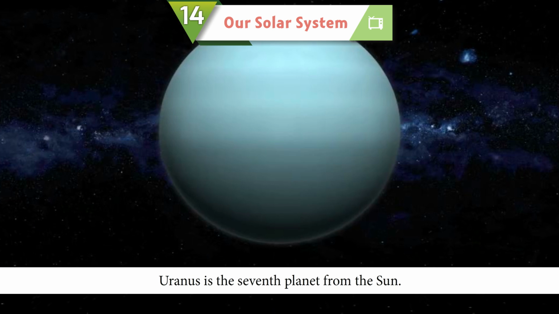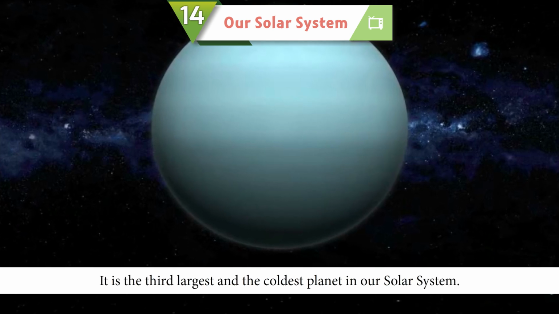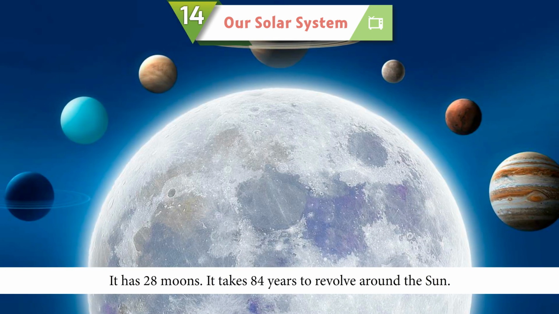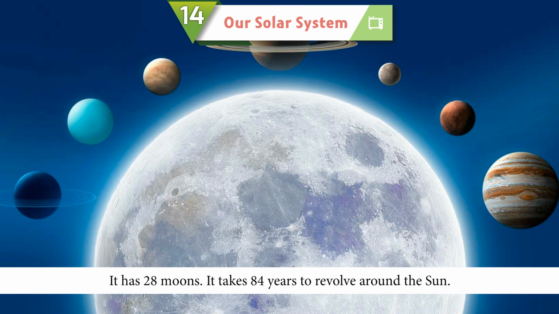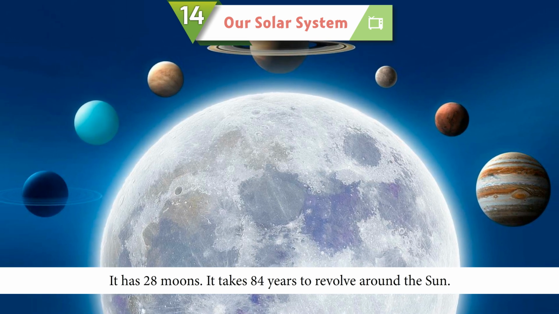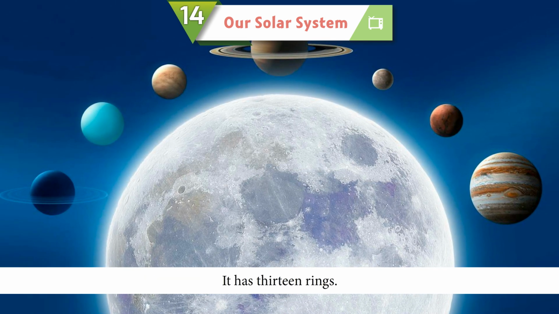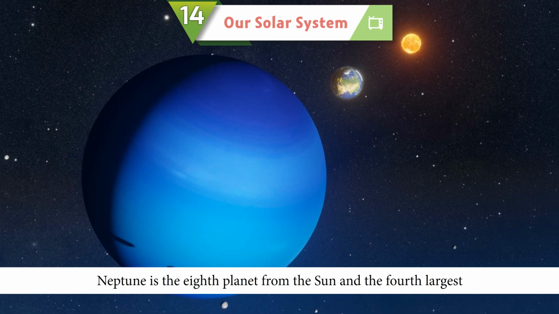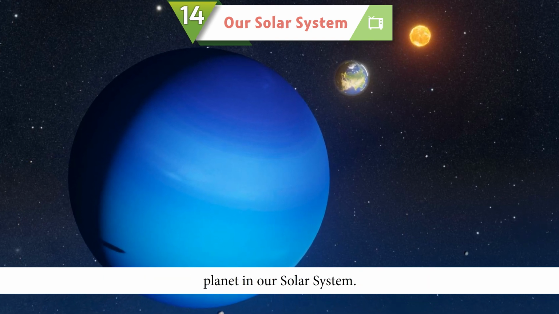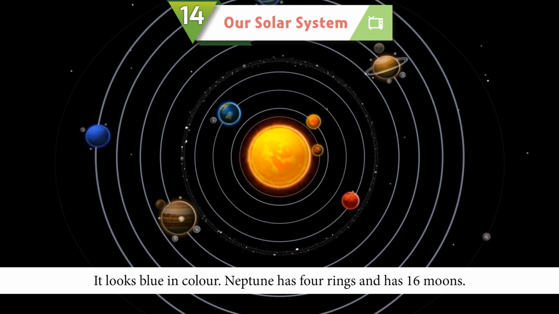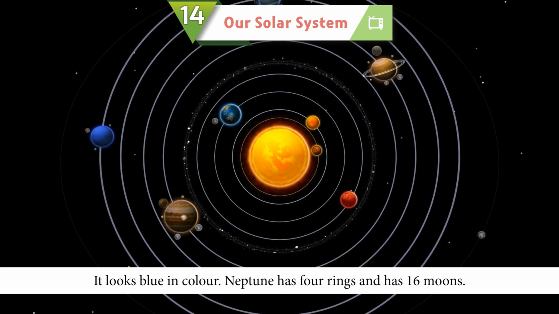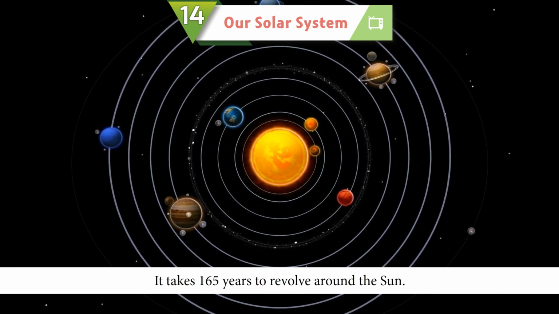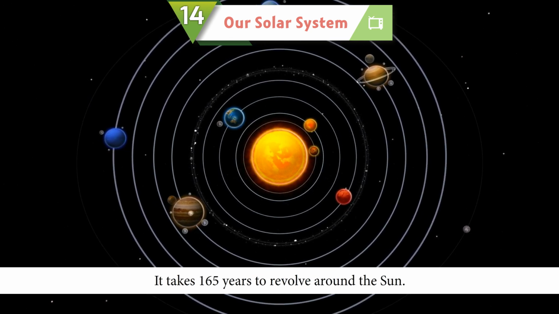Uranus. Uranus is the seventh planet from the Sun. It is the third largest and the coldest planet in our solar system. It has 28 moons. It takes 84 years to revolve around the Sun. It has 13 rings. Neptune. Neptune is the eighth planet from the Sun and the fourth largest planet in our solar system. It looks blue in color. Neptune has 4 rings and 16 moons. It takes 165 years to revolve around the Sun.